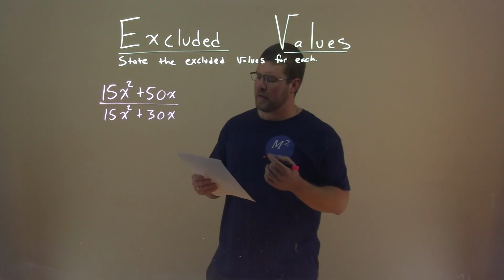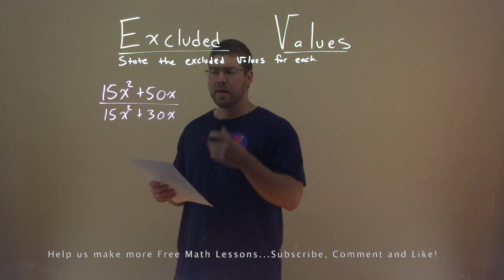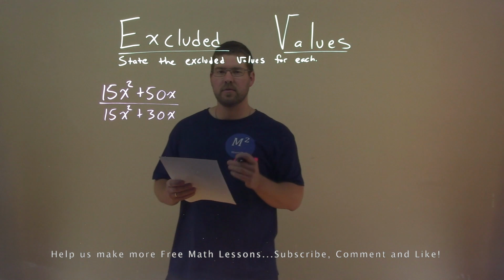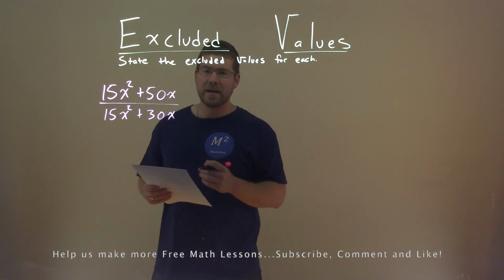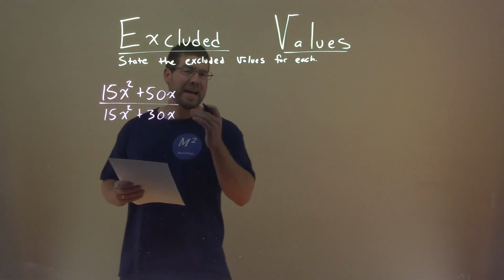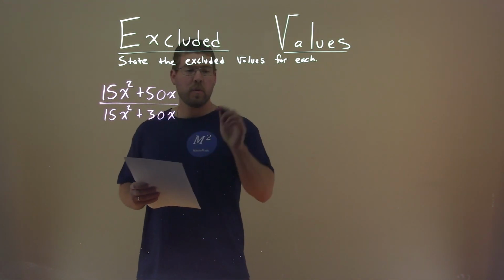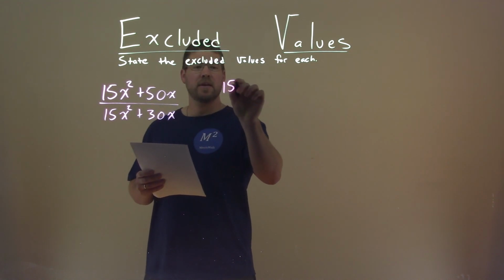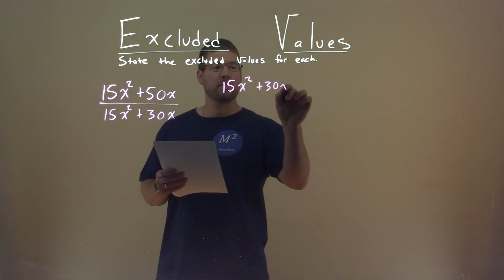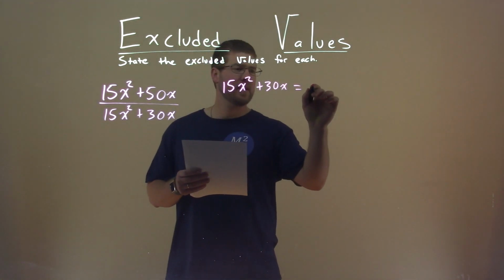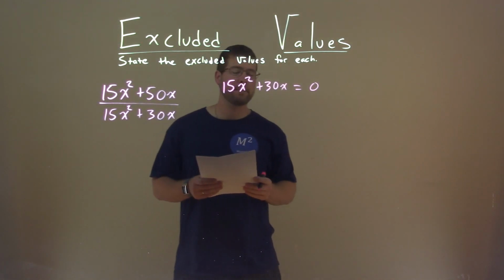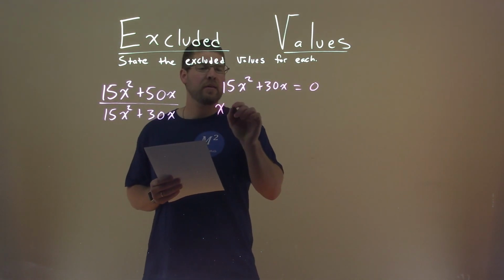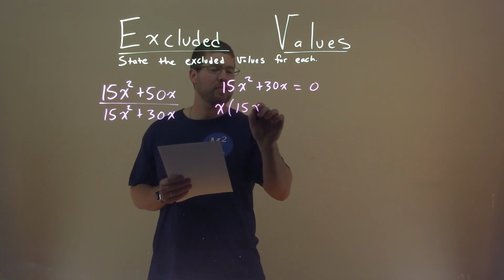We're given this problem right here, 15x squared plus 50x divided by 15x squared plus 30x, and we need to state the excluded values. Well, this is a rational function, and we know we cannot divide by 0. So we take this denominator, and we're trying to find when it's equal to 0. We take 15x squared plus 30x, the denominator, and we're going to set it equal to 0 here. Okay. Well, we see there's an x in both parts. So if I pull that out, I'm left with x times 15x plus 30.